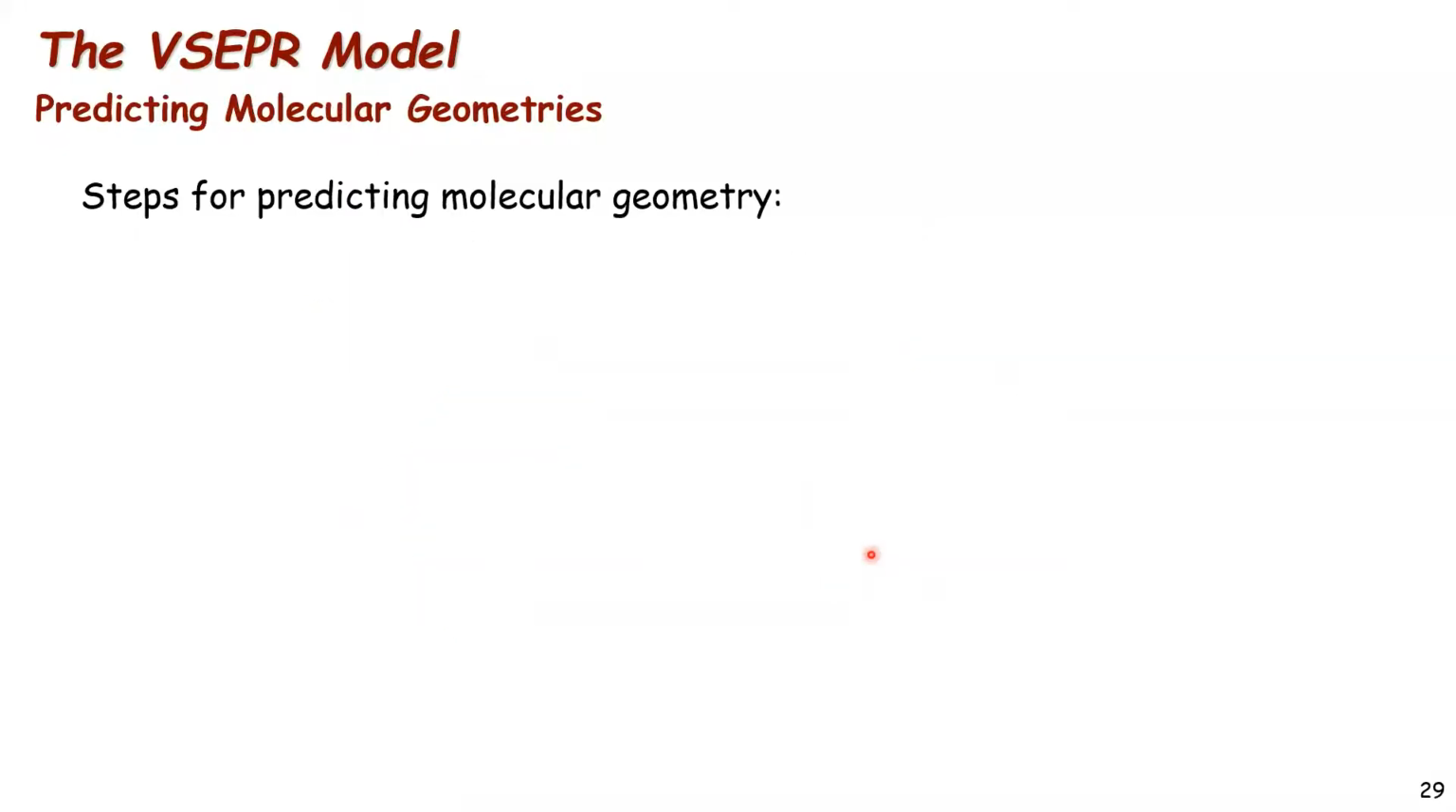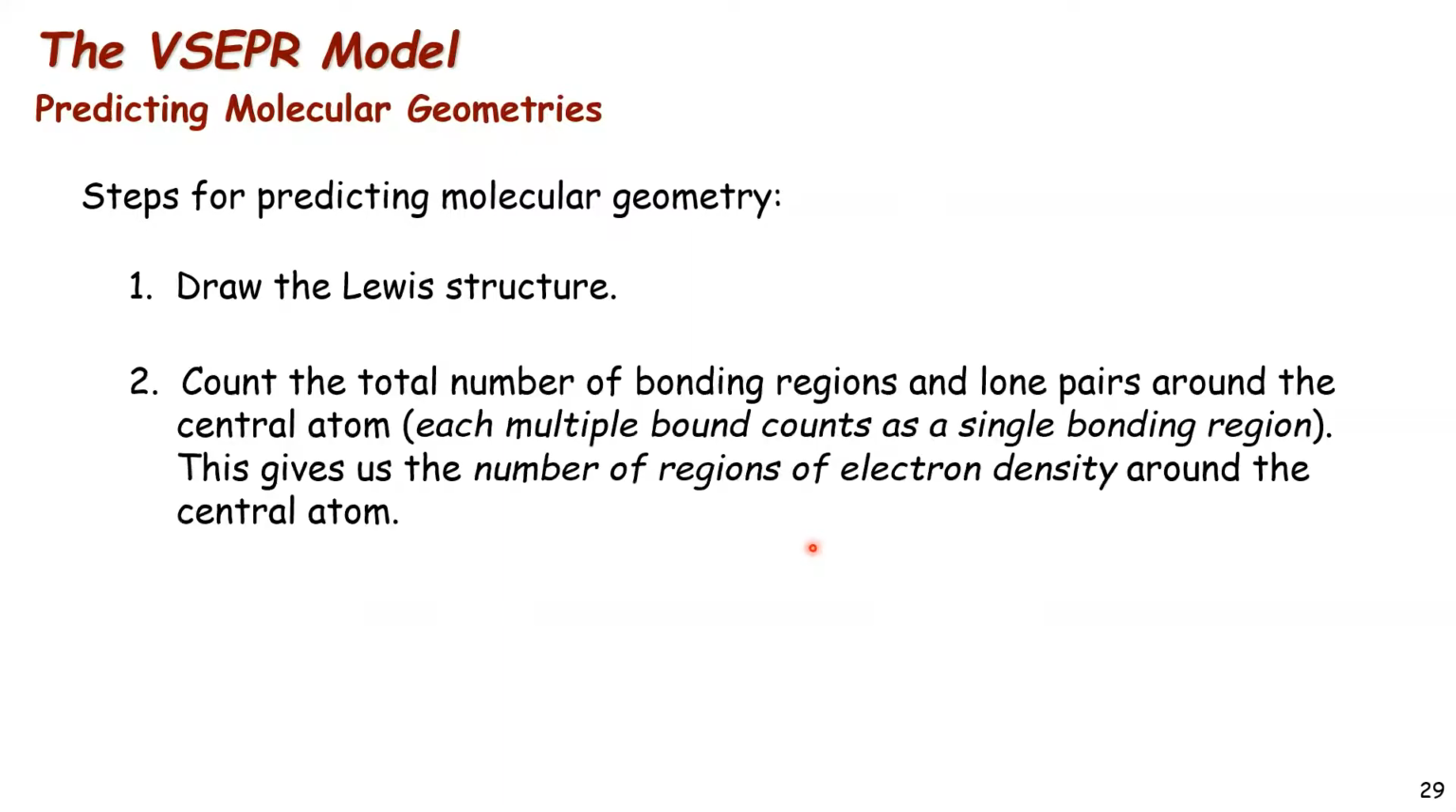Now, the steps for predicting molecular geometry. First, you've got to draw the Lewis dot structure. Then you're going to count the total number of bonding regions and lone pairs around the central atom. Again, remember, each bond, whether it be a single, double, or triple, counts as one region of electron density. And of course, each of the lone pairs counts as a region of electron density.